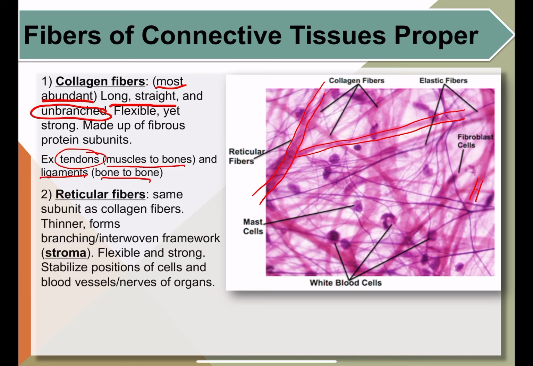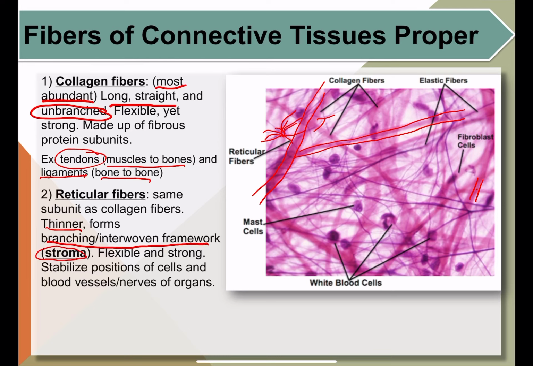All right, reticular fibers have the same subunit as collagen fibers, still made of the same type of protein, but they are thinner and form a branching and interwoven network. For example, you see these tiny ones here, forming lots of little lines coming out like that. Those are your reticular fibers, and that interwoven network or framework is called stroma. They're usually flexible and yet still strong.